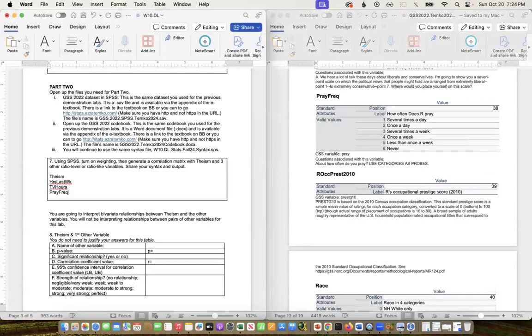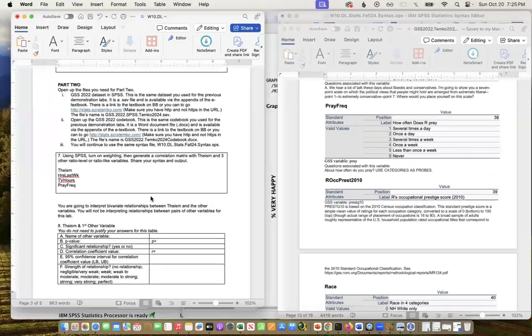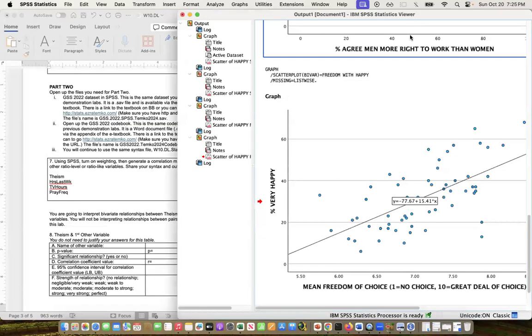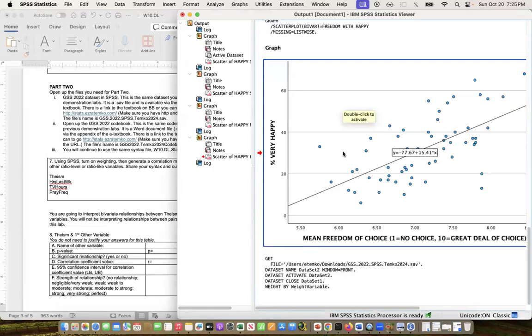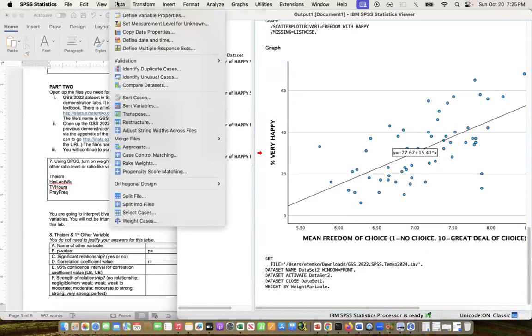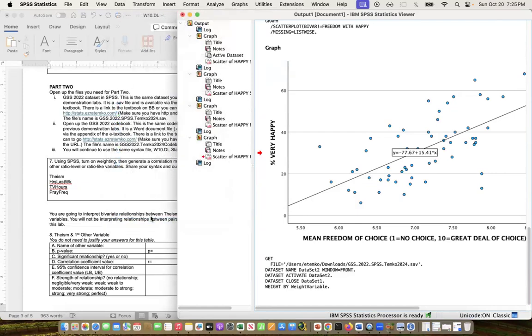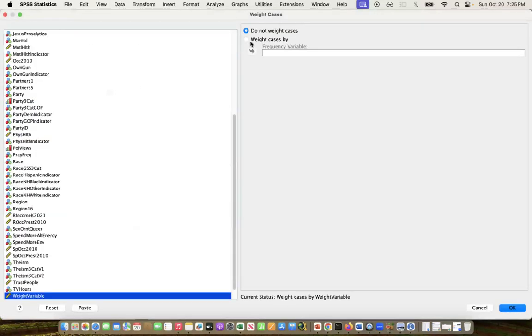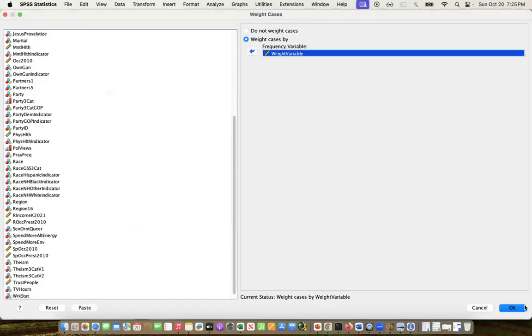Okay, so I want to turn on weighting. If this doesn't work for you, I would suggest closing out of your other data set. This needs to be on the right data set. If you have 2 data sets open, it might get confused. Remember, the weight variable name is just weight variable in this data set. So I turned on weighting. I could also go Data, Weight Cases, find my weight variable, say Weight cases by, put it in, and click OK.